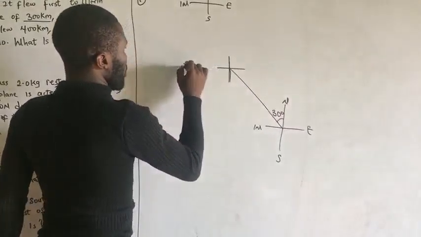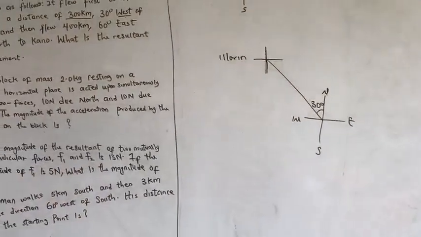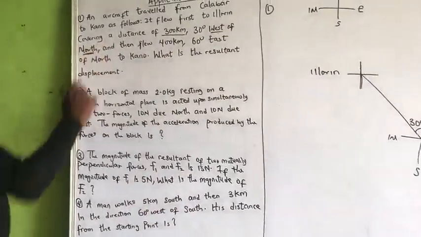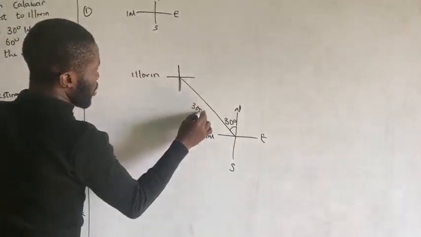So it flew first to Ilorin. So this is Ilorin, and this is 300 km.